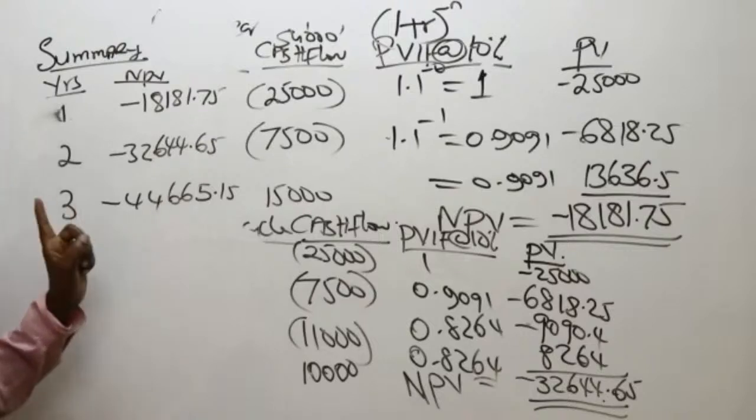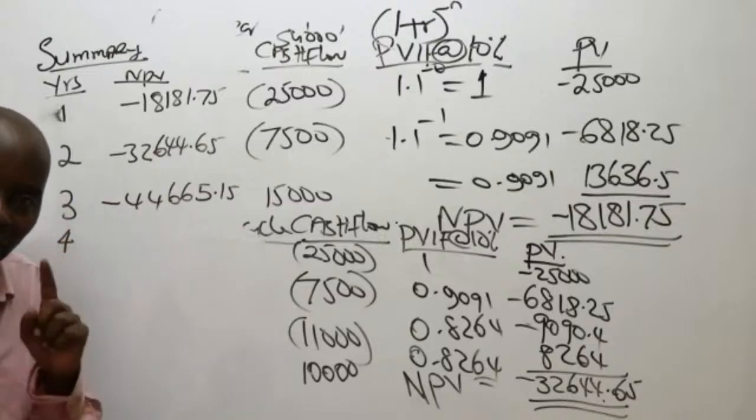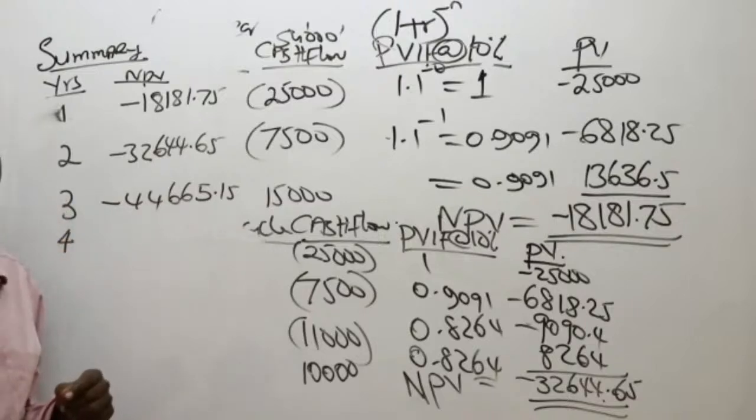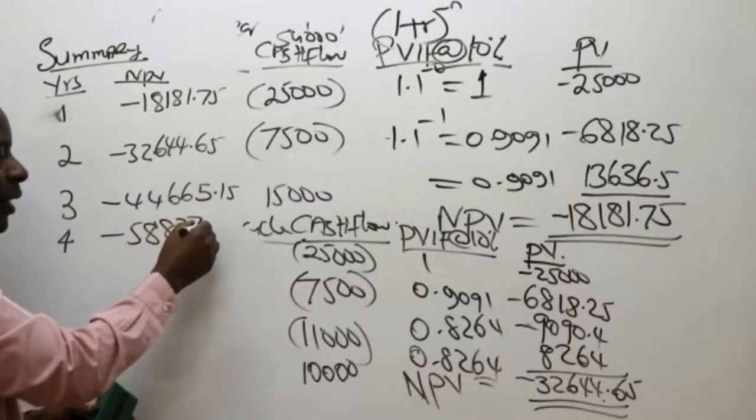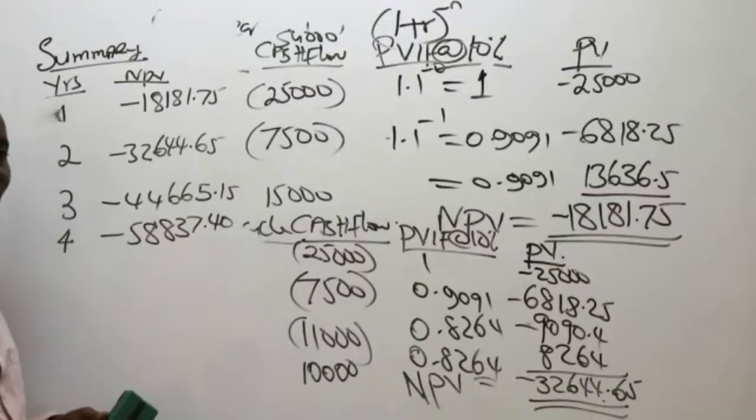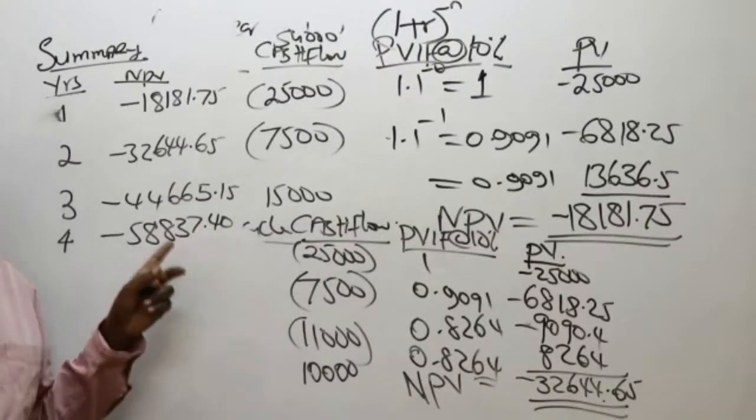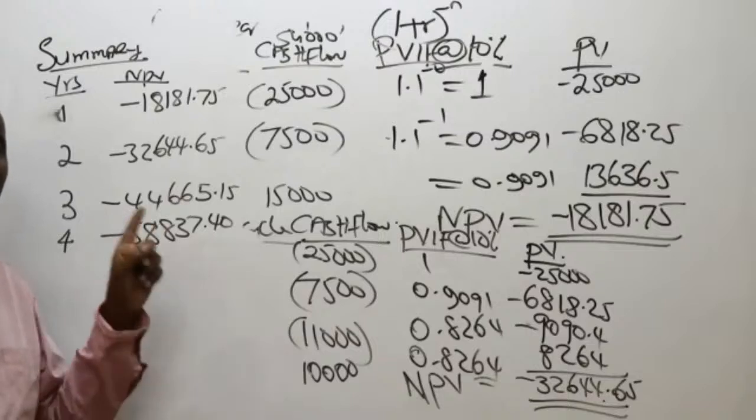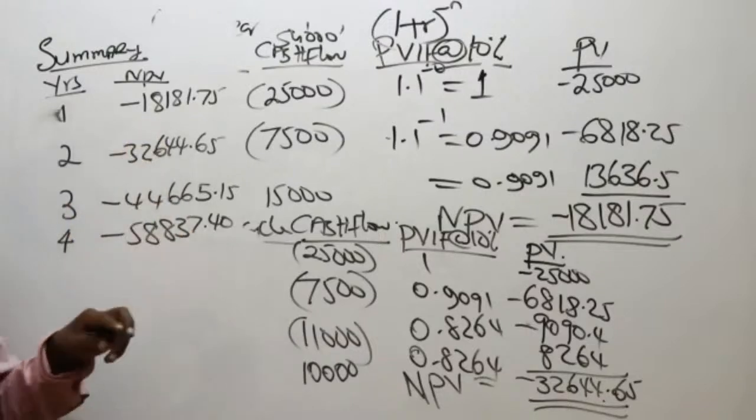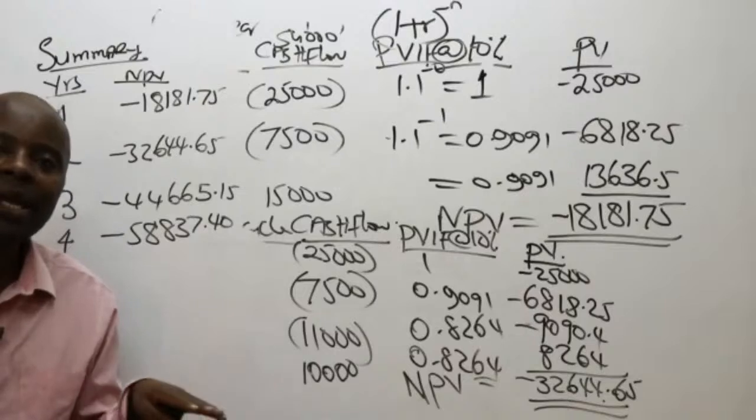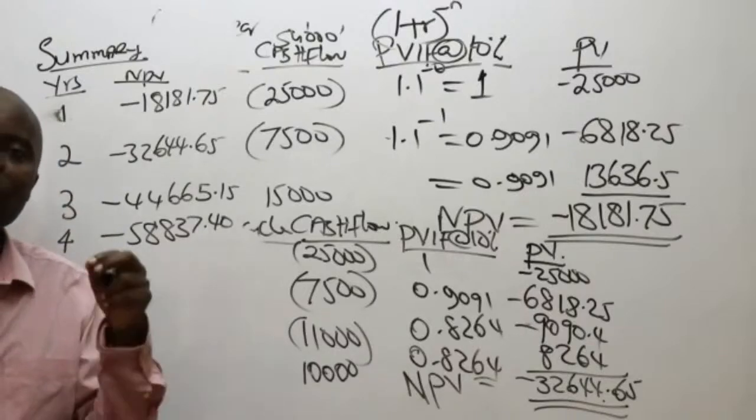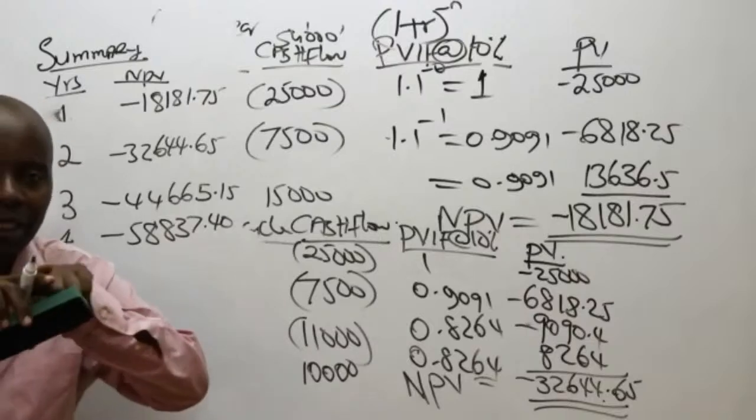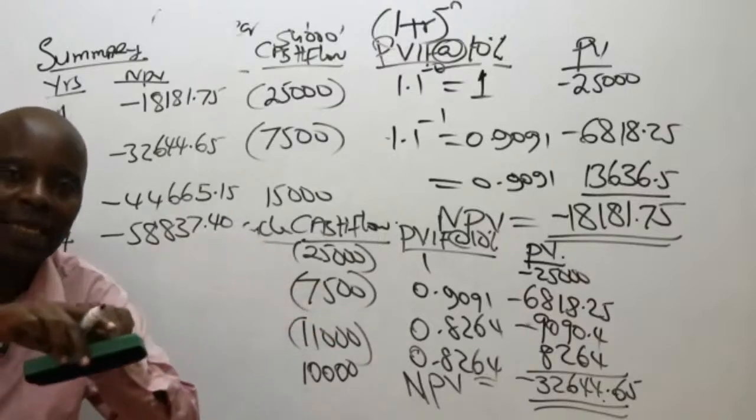How about the NPV if we were to replace at the end of year 4? Negative 58,837.40. Now, ladies and gentlemen, please don't make your decision on the basis of net present values, because you can see that our replacements are not of equal lives. Our replacements come with different lifespans. So we need to standardize them.